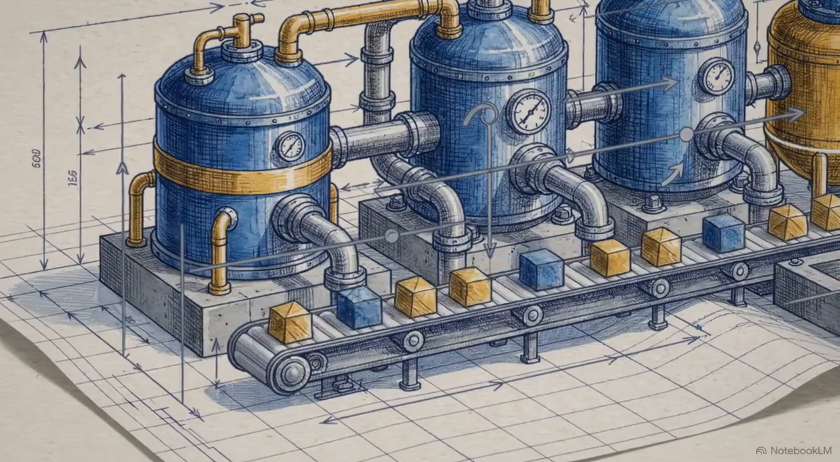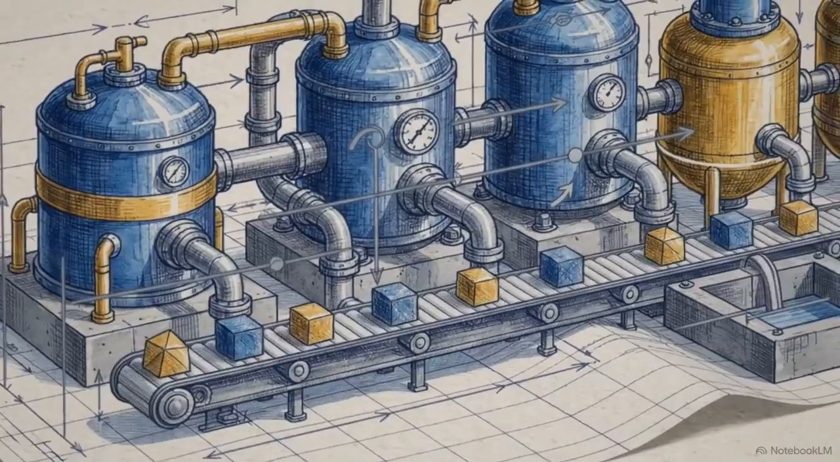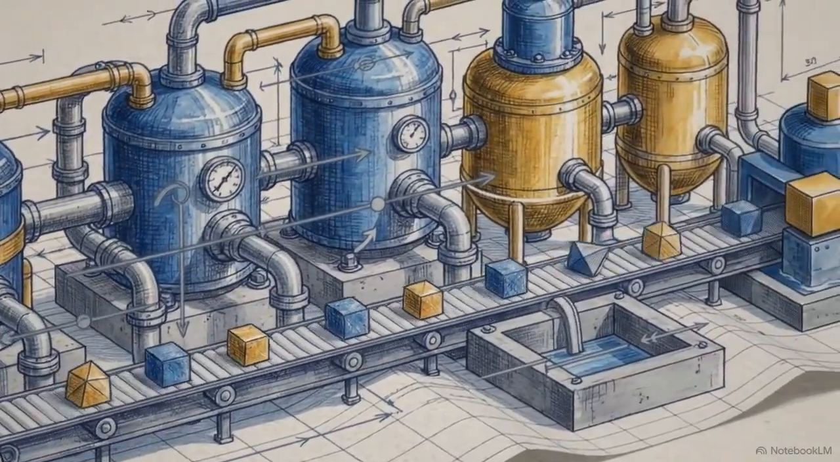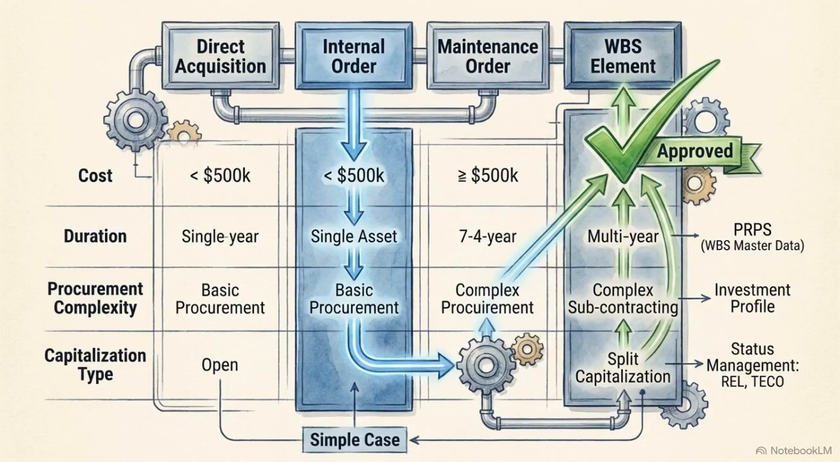spend. When the appropriation request converts to a replaced status, an operational execution measure must be generated to capture actual costs. This execution object decision matrix compares the systemic differences between your options: direct acquisition, internal orders, maintenance orders, and WBS elements. For a standalone asset under $500,000 with basic procurement, an internal order provides sufficient control. But our polypropylene line requires a multi-year timeline, complex subcontracting, and multi-asset split capitalization. Those parameters mandate the deployment of a project system WBS element as the execution measure.